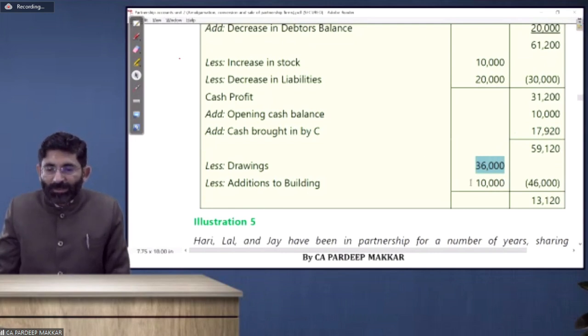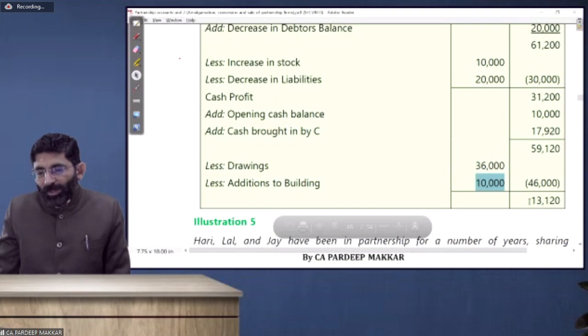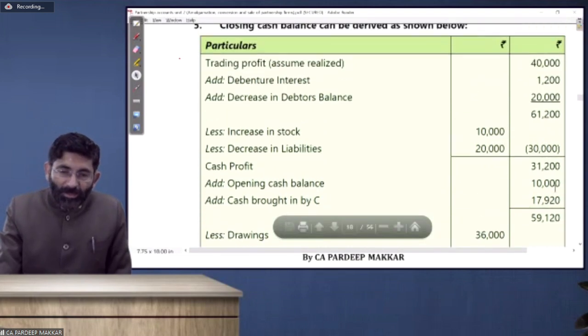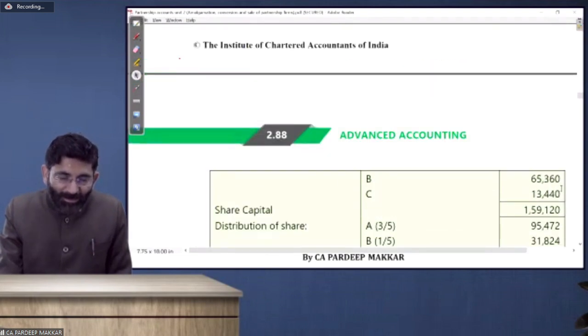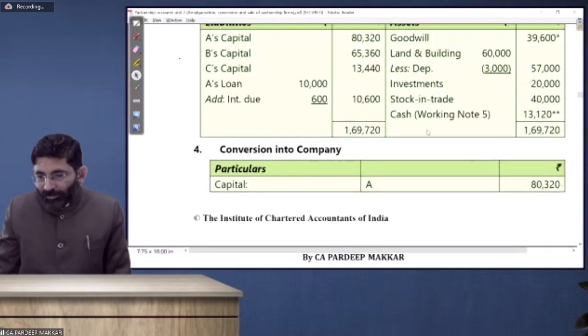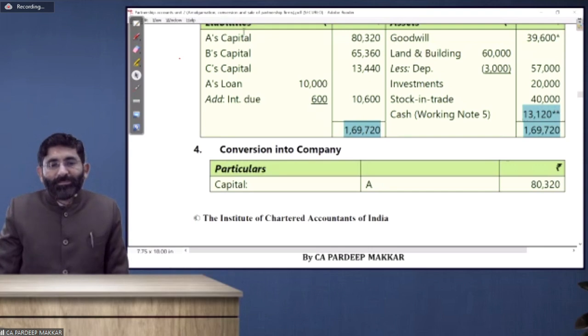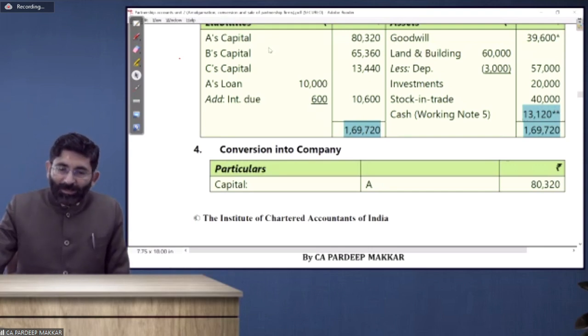So this is drawings. And then addition to capital means for purchase of building is there, purchase of asset is there, that is to be deducted. So finally you will get this. This is to be mentioned. This is to be mentioned in balance sheet. Then your balance sheet is completed. Now your balance sheet is completed.